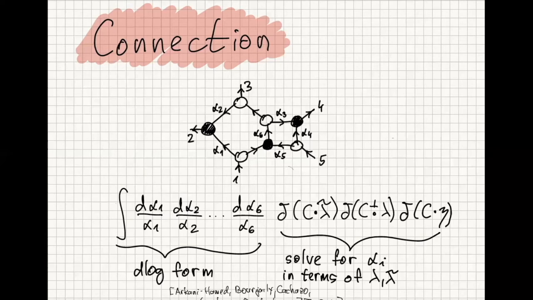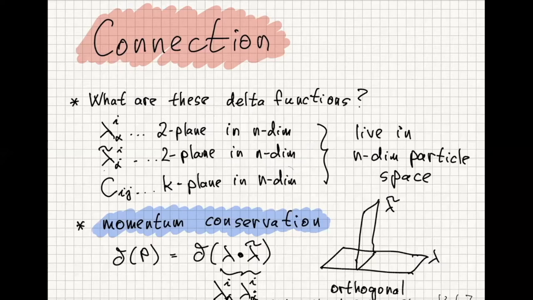We will not do any integral in the end, but we consider this form and certain delta functions, whose purpose is to solve for these alpha variables in terms of lambda, lambda tilde, which were these kinematic variables which describe the external legs and the scattering. And now we think about these lambda, lambda tilde spinors geometrically. The lambda, as an object, has two labels. One is just the spinor label, one and two. So you think about it as a two-plane in n dimensions, because we have n particles, so we can live in this n-dimensional particle space. The lambda tilde is also a two-plane in n dimensions. And the C matrix is a k-plane in n dimensions, just by definition, it's a Grassmannian.